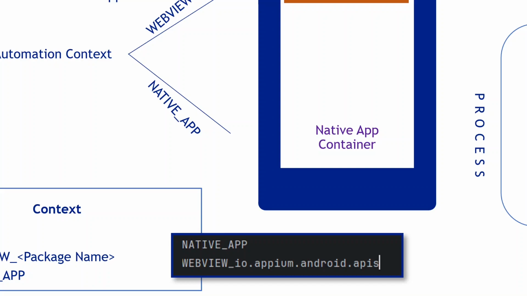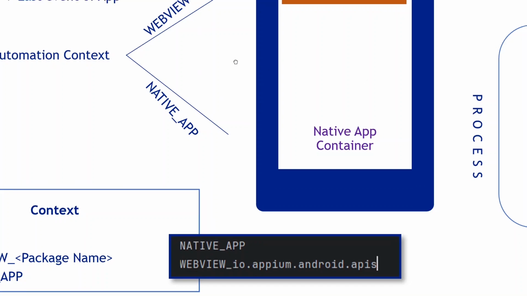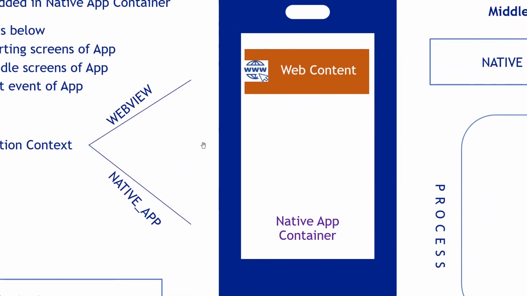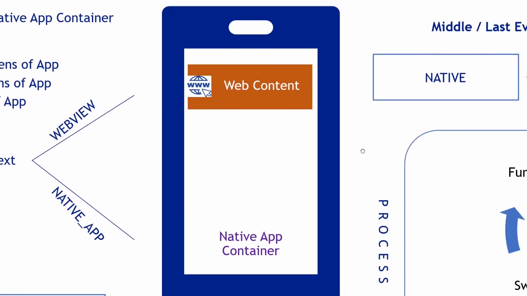Okay, what is the context? Generally, if you want to clarify doubts, you need to use the term context. Then only whoever is going to resolve your issue can understand what you're talking about. So these are the two contexts that we have whenever you are interacting with a hybrid app: one is web view, the second one is the native app.